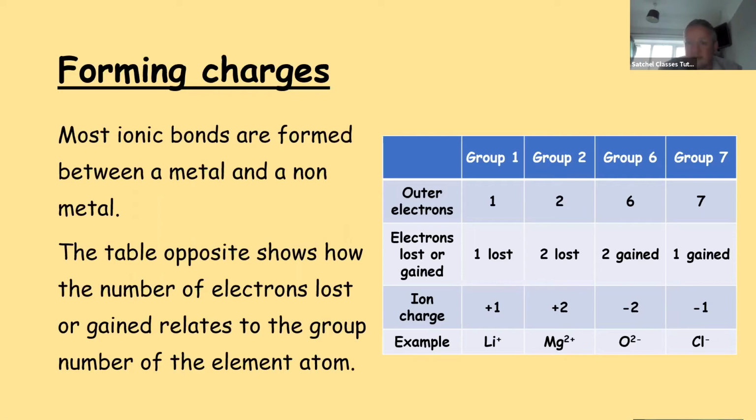Group 7 has 7 electrons in its outer shell. It needs 1 to make a complete 8 for its shell. So it will take 1 to form an ion charge of 1-, the example being chlorine, making a chloride ion, which is Cl-.